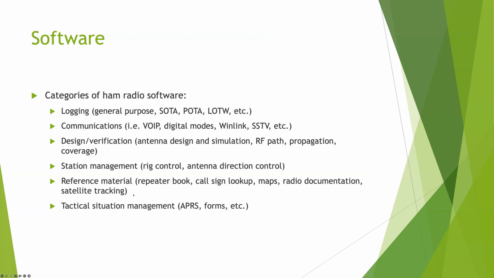Let's see, you could have reference material. Repeater book is a list of repeaters all over the world. So that can be useful. Call sign lookup, maps, your radio documentation, satellite tracking, things like that. And tactical situational management like APRS, your ICS forms, you could have those on the computer. Makes it a lot easier to keep track of things if it's all in one place. It's always terrible when you spent 20 minutes filling out a form and somebody pours a cup of coffee on top of it, right? That's a horrible thing to have happen. Computers help, well, unless somebody pours a cup of coffee on your computer. But if you've got one of those ruggedized Dell laptops, then hey, just shake it out and keep working.